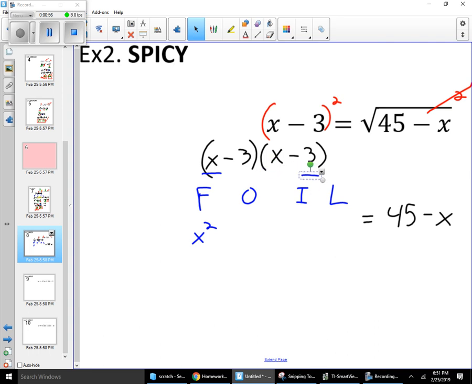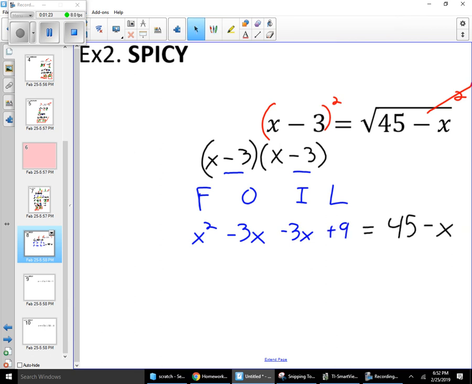The outside terms are x and a negative 3. X times negative 3 is a negative 3x. The inside terms will also give us a negative 3x. And if you notice there's a pattern there, feel free to use it. Last but not least, we get our negative 3 times negative 3. We want to be careful with signs here, and negative times a negative is a positive. So our last term will be a positive 9. So that's our FOIL process. We did that last time.